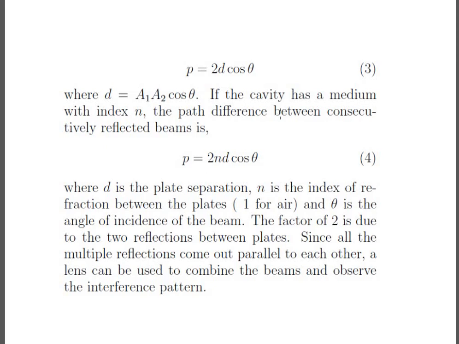Now, if the cavity has a medium of refractive index n, then what will happen? Then the path difference between consecutive reflected beams is 2nd cos theta, where d is the plate separation, n is the index of refraction, and theta is the angle of incidence of the beam.